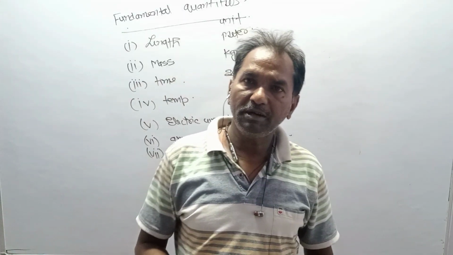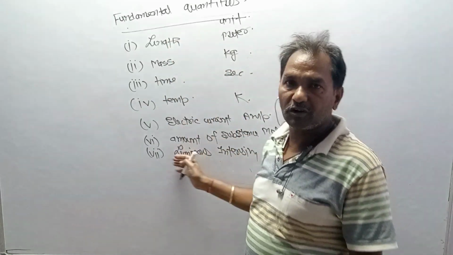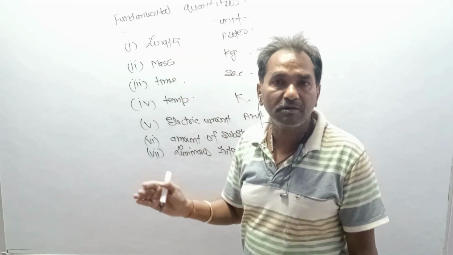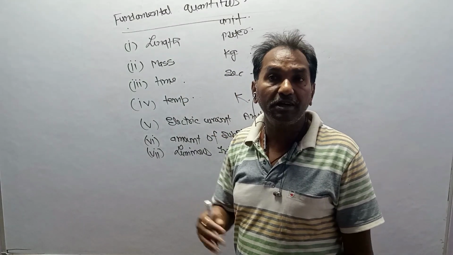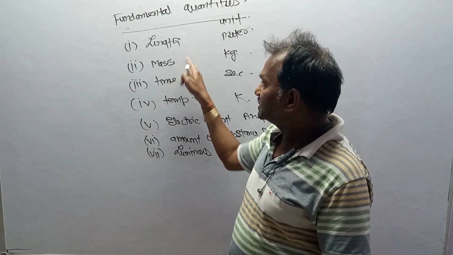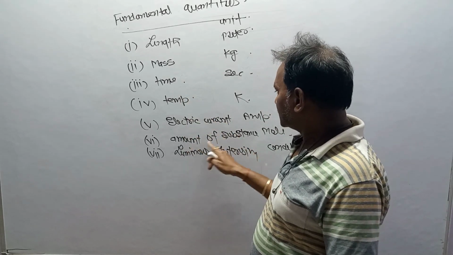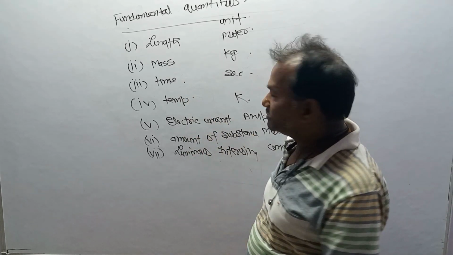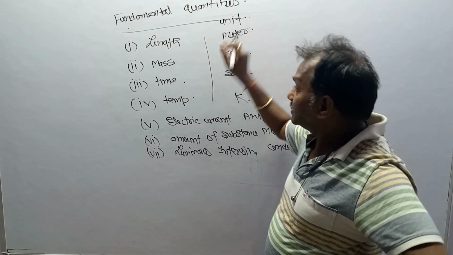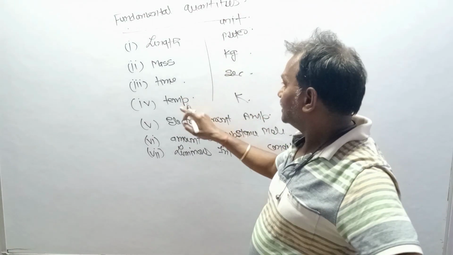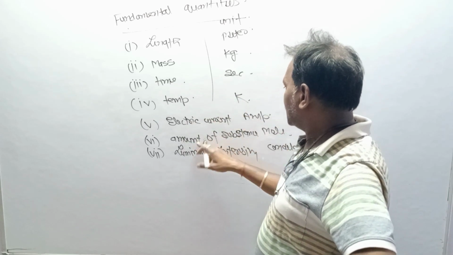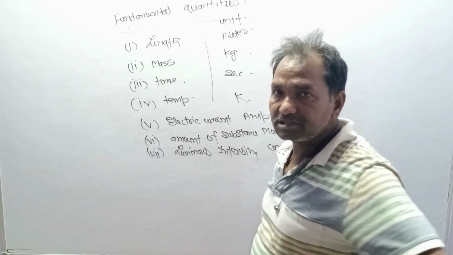Why are they called fundamental quantities? Because in order to express these quantities, you do not have to discuss other quantities. Or in order to discuss these quantities, it is not required to give reference to other quantities. That is why these are said to be the fundamental quantities. Length, mass, time, temperature, electric current, amount of substance, and luminous intensity. Length has the unit meter, mass has kg, time second, temperature Kelvin, electric current ampere, amount of substance mole, and luminous intensity.